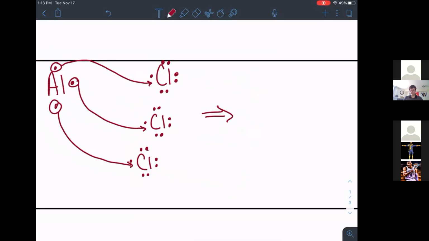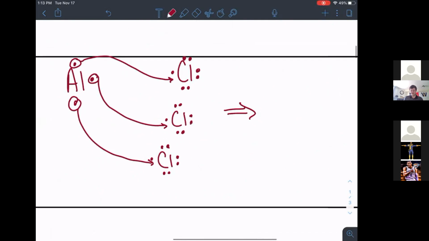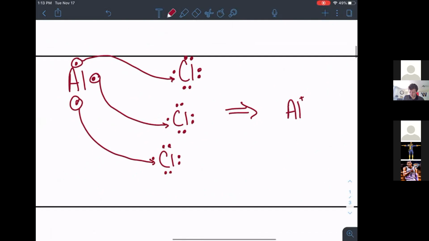Do the formula. The formula was already given to us way over here, but I want to write this in ion form. So I want to create ions here. So how do I create aluminum as an ion? We had a +3 above it. Add a +3, showing that it gave away 3 electrons.